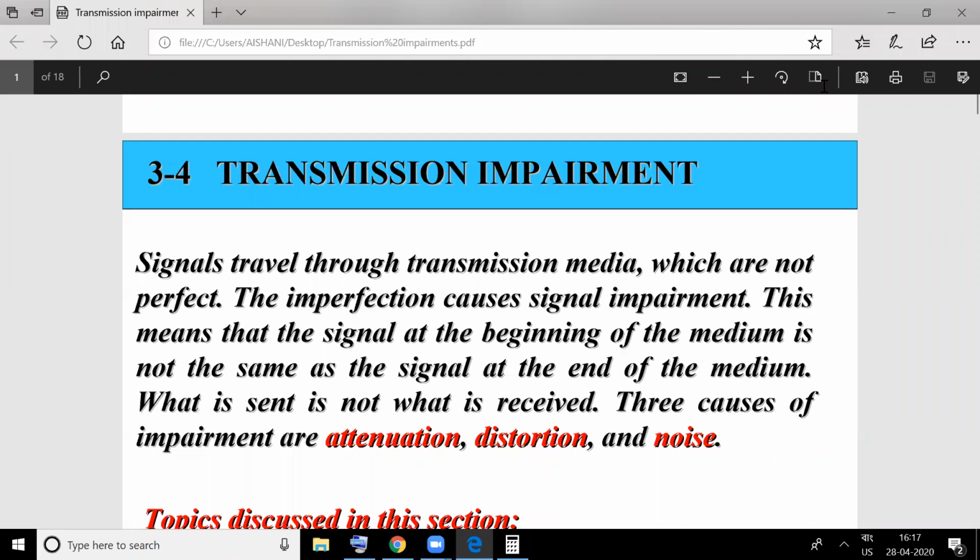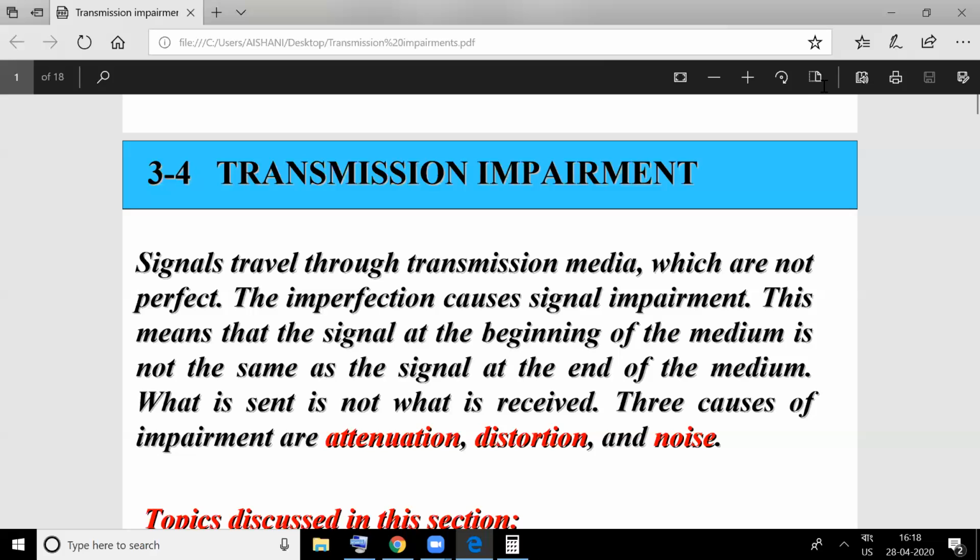Today we are going to discuss transmission impairments. What is transmission impairment? When a signal travels through the transmission media, which is not perfect, that means our transmission media is not the ideal one where there will be no disturbance. Obviously, whenever we send data through a transmission media, whatever type it is, there will be some type of disturbance. And due to this imperfection, it causes signal impairments.